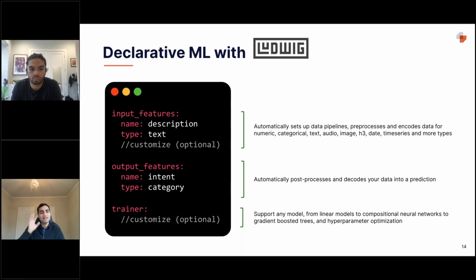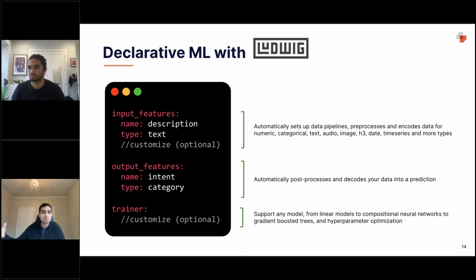So in this screenshot, what you can see is these 6 lines of configuration, just saying I want to use an input feature that is text, that is the description, and I want to output a category feature, which is intent. Just these 6 lines of configuration are all you need in order to set up a state-of-the-art machine learning pipeline. That pipeline will pre-process your data and encode it using a series of the latest and greatest machine learning models that will handle everything from numerical, categorical, text, audio, image, and many other types of input features.